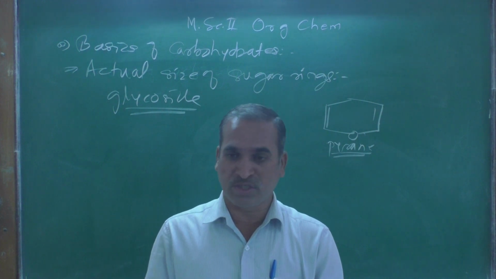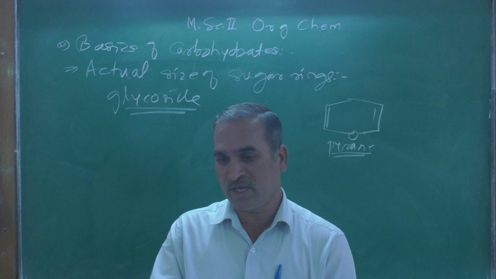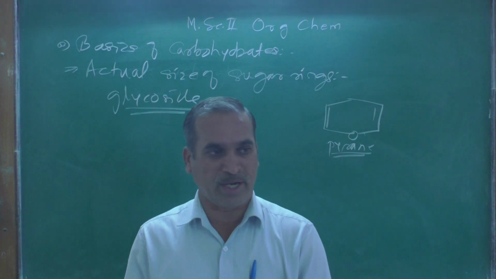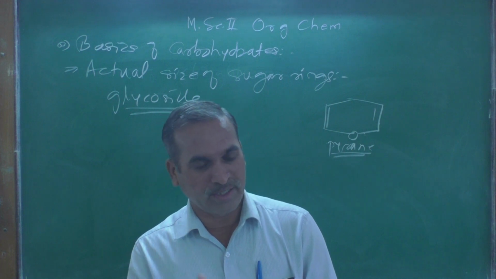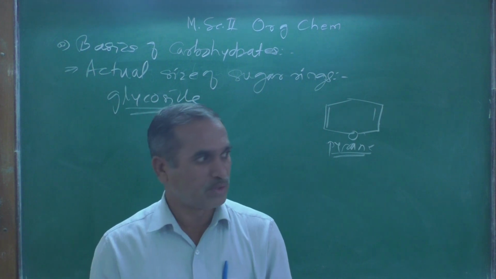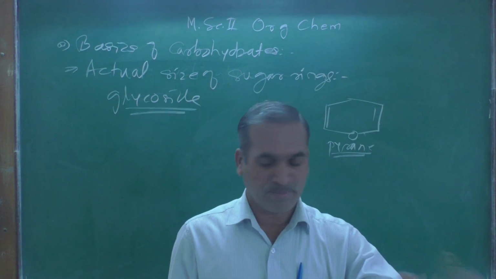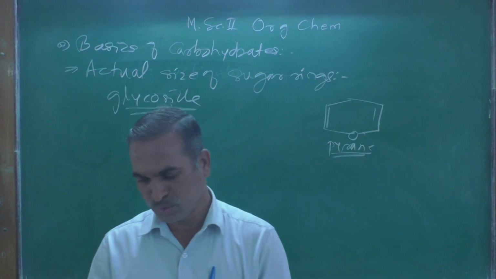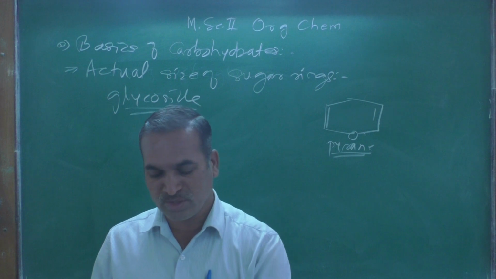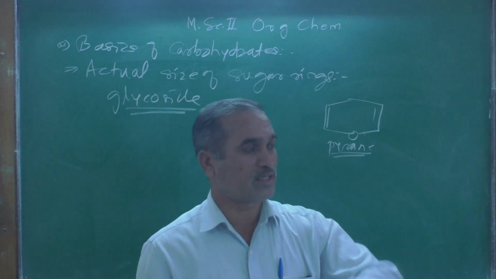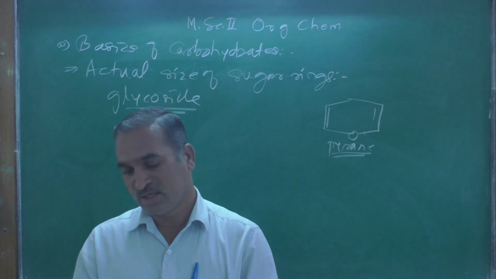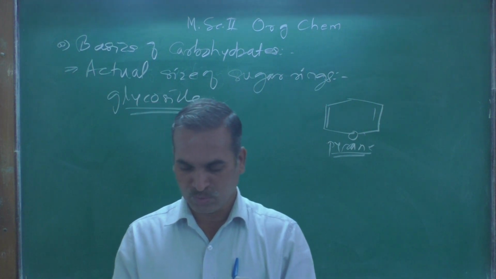How did they confirm the pyranose ring? They did the experiment by X-ray analysis, and found the structure of the pyranose ring in a sugar. So this is what the actual size of the sugar ring means: a pyranose ring in a sugar is the actual ring size of that glucose.